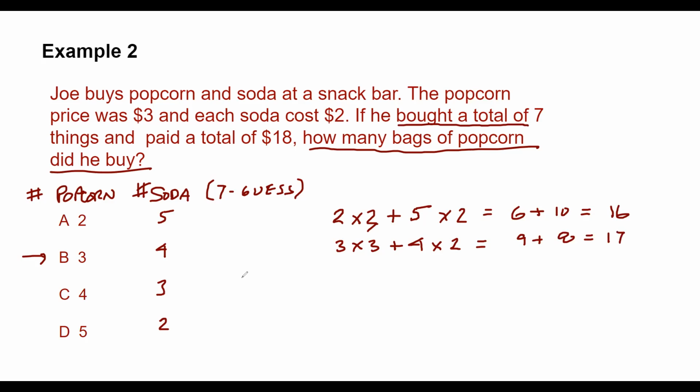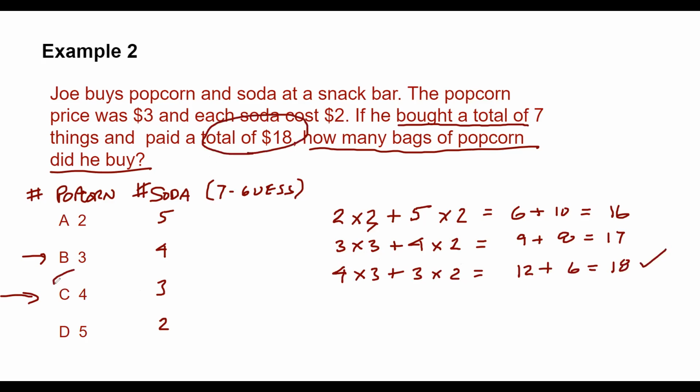We're not quite there. Getting close. We suspect this might be the right answer. 4 popcorns times $3 plus 3 sodas times $2 is equal to 12 plus 6 equals 18. That's what we were looking for, a total of $18. Our answer is 4 bags of popcorn.